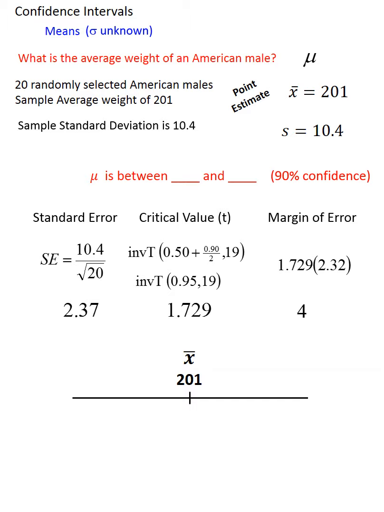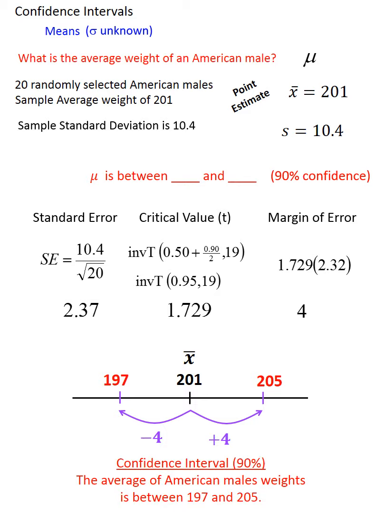Well, a margin of error of 4 means that with 90% confidence, that point estimate is within 4 of the true population mean, which indicates that the true population mean, mu, could be as much as 4 higher than that, or mu could be as far down as 4 lower than that. And these red numbers are the lower and upper limits of my confidence interval. And so finally, I can make a statement about my 90% confidence interval, that the average American male weight is somewhere between 197 and 205. And that completes the lesson.